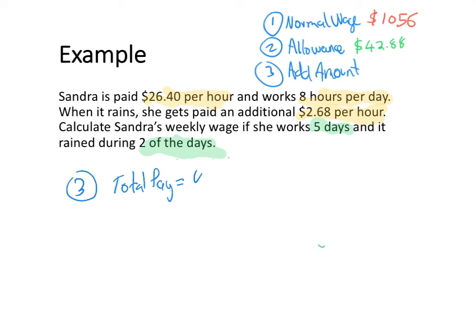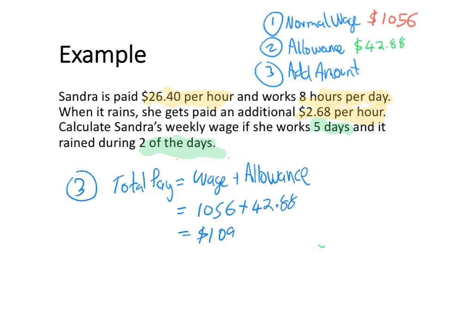So the third step and the final step is to calculate Sandra's total pay, and that is going to equal the wage plus the allowance. So substituting in our values, it's going to be $1,056 plus $42.88, which equals $1,098.88.